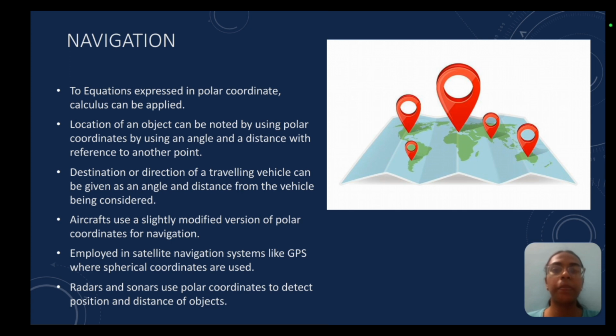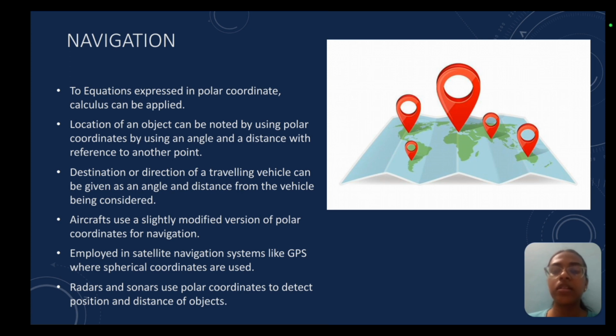Now let us look at the application of polar coordinates in navigation. Polar coordinates play a significant role in navigation, either on sea or in air. If equations are expressed in polar coordinates, calculus can be applied. The location of an object can be noted by using polar coordinates, by using an angle and a distance with reference to another point. The destination or direction of a traveling vehicle can be given as an angle and distance from the vehicle being considered.